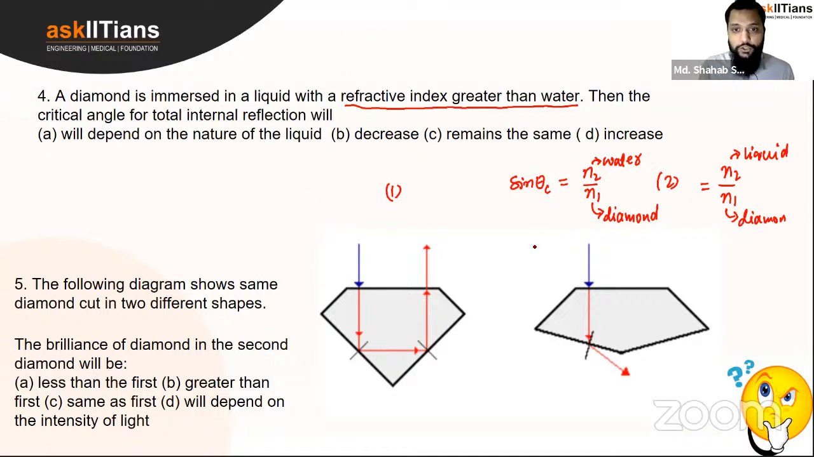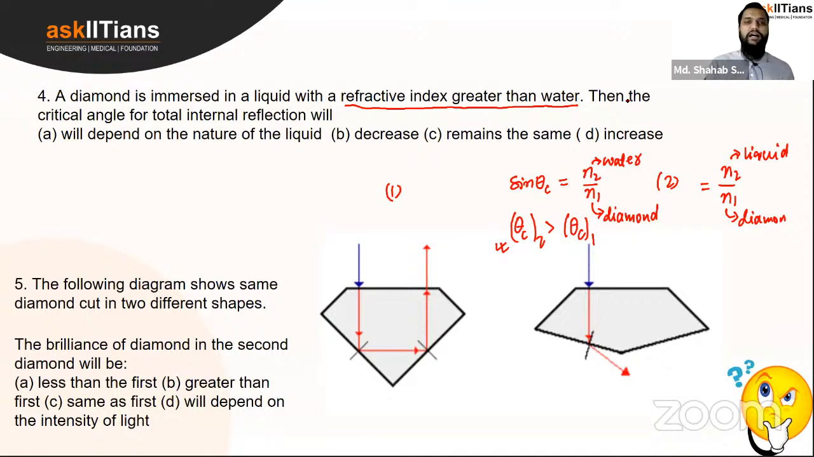So if I ask you whether the ratio n2 by n1 is more in the first case or in the second case, this n2 of the liquid is more than water. So that means n2 by n1 is more in the second case, right? So you can say sine theta c is more in the second case when the diamond is kept in the liquid. Because n2 by n1 is greater, theta c in the second case will be greater than theta c in the first case. First case, you keep the diamond in water. Second case, you keep the diamond in the liquid. So because the ratio increases, the critical angle will increase in the second case.